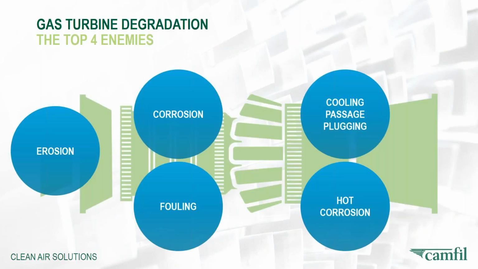Introducing our top 4 enemies. They are, in kind of order of the machine: erosion of the compressor section. Also within the compressor section, there's the risk of cold corrosion, and of fouling of the compressor section. Within the combustion and power turbine section, the enemies would be plugging of the cooling passages and then hot end corrosion.